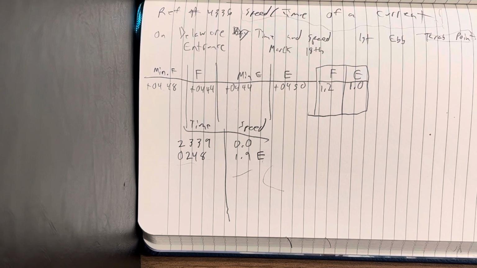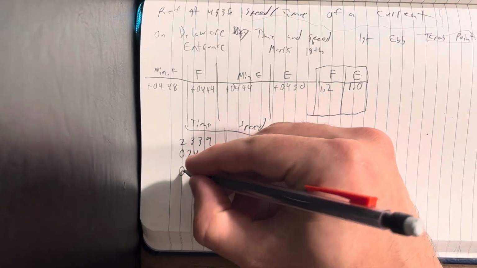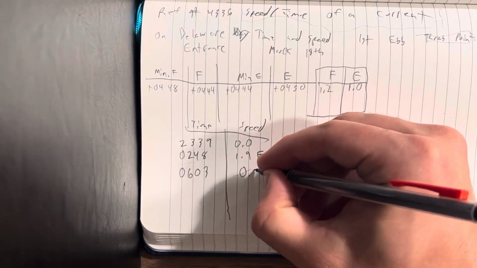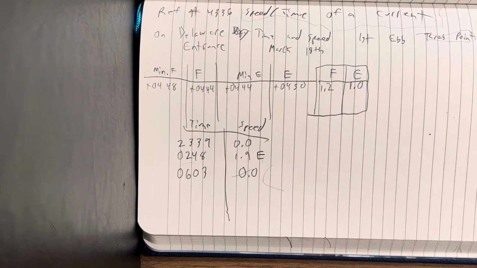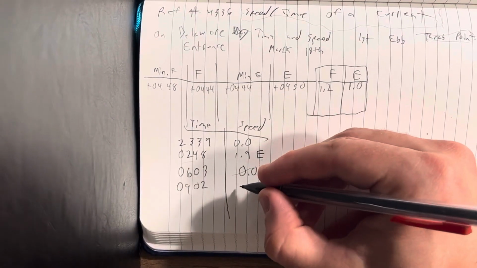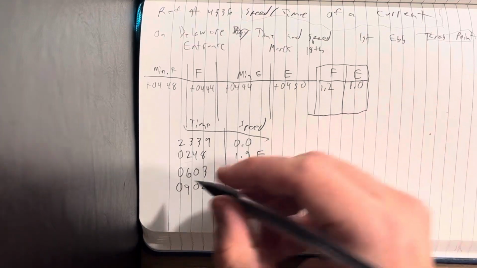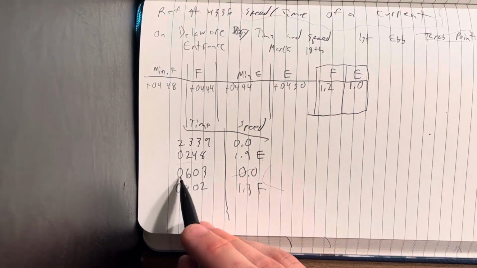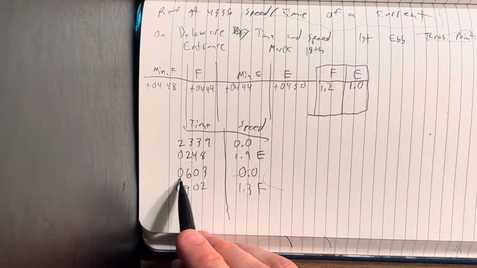Next we'll take 0806. I can't even tell. 6 makes more sense. 0603, which is another slack water. And then 0902, which is 1.3 flood. So I legitimately, it was so misprinted. There was no way of telling if this was a 6 or an 8.